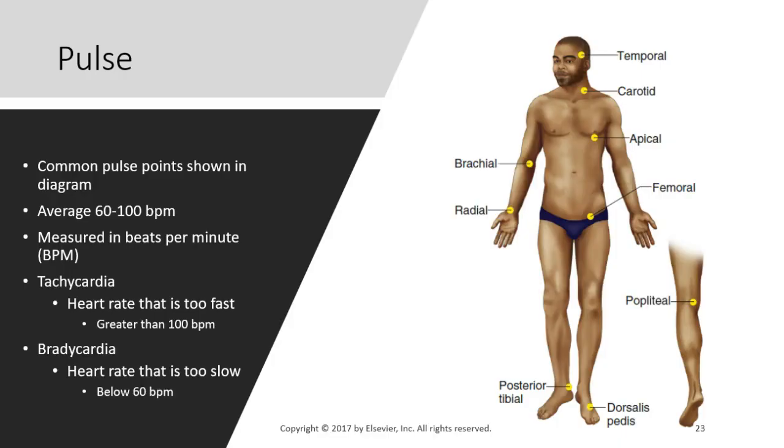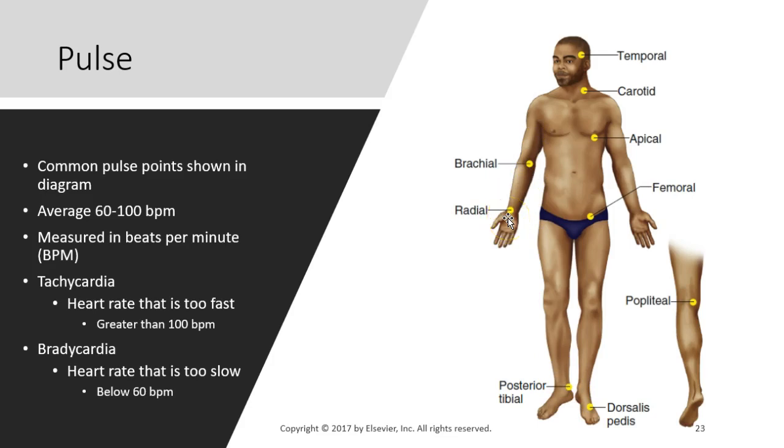Okay, so on pulses, as you can see here, we've got the temporal, the carotid, the apical, the femoral. Popliteal is on the back of the knee. You have the dorsalis pedis and your posterior tibialis. You have your radial and your brachial. So the most common is for you to do the radial pulse.